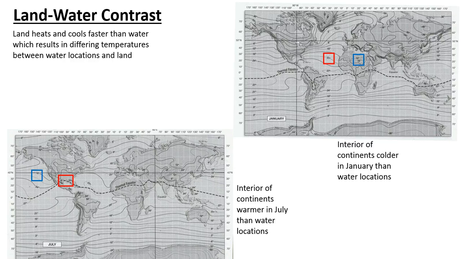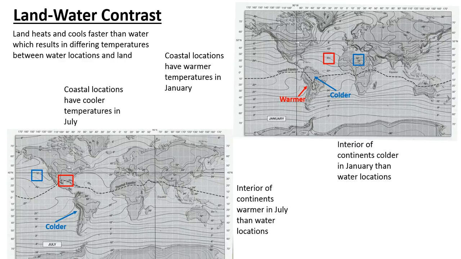However, another item that comes into play with land-water contrast is the impact on coastal locations. Water regulates temperature along the coast, as the temperature of the water will help lower and raise temperature when compared to locations nearby. In January, you can see that the temperatures off the coast of South America are generally warmer than those near the interior, as seen by the shift in the isotherms. This is also witnessed in July, where coastal locations have cooler temperatures than those near the interior.